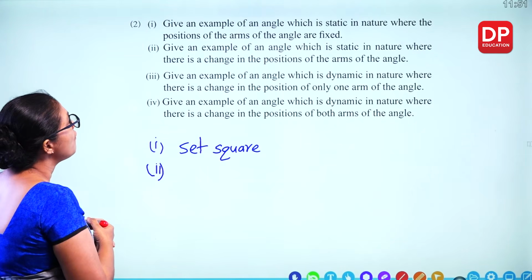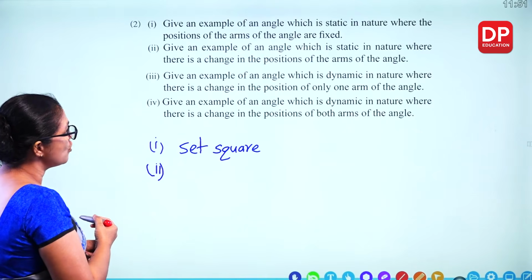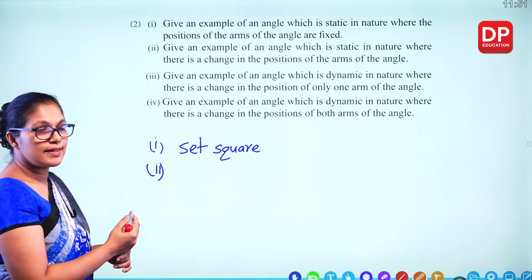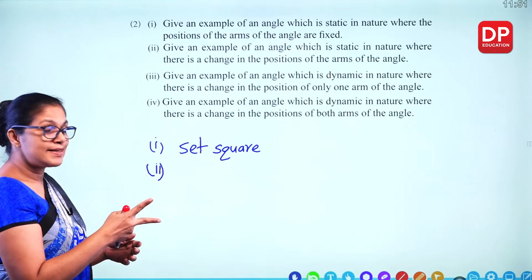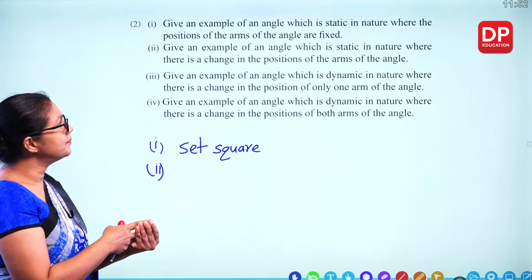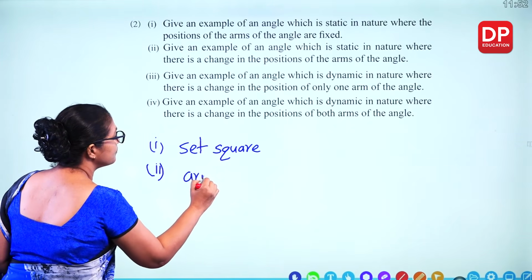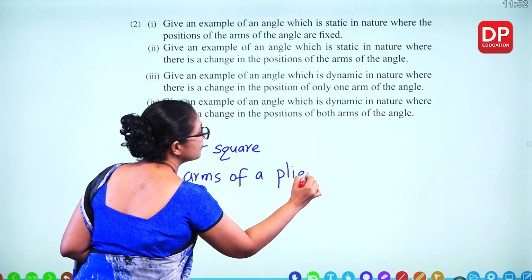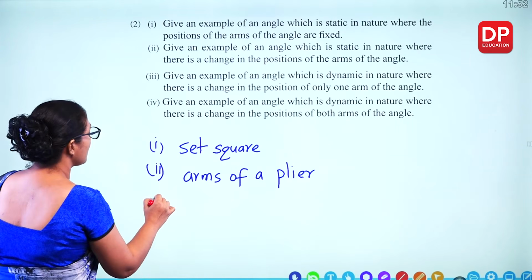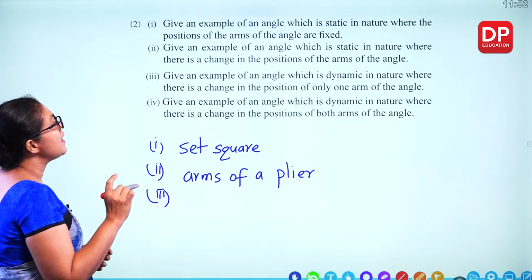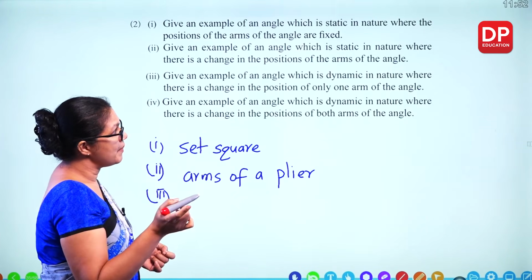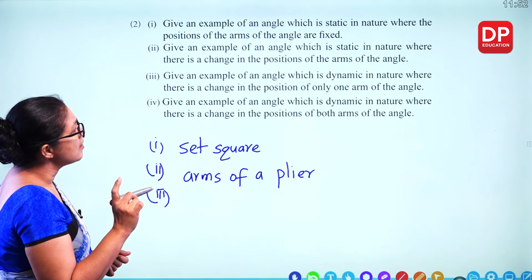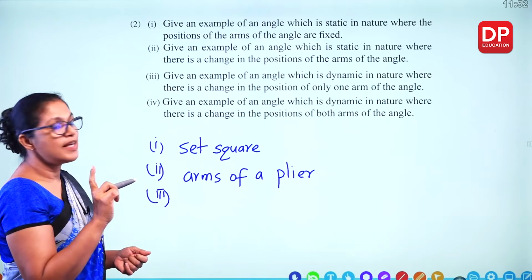Give an example of an angle which is static in nature where there is a change in the position of the arms of the angle. So think about pliers. So arms of a plier. Give an example of an angle which is dynamic in nature where there is a change in the position of only one arm of the angle.